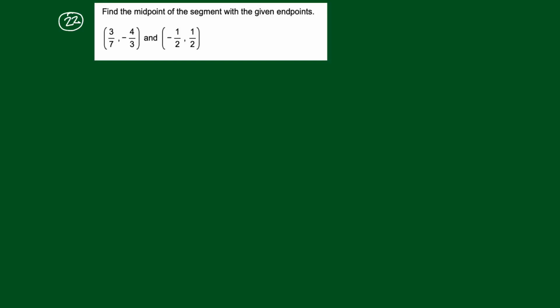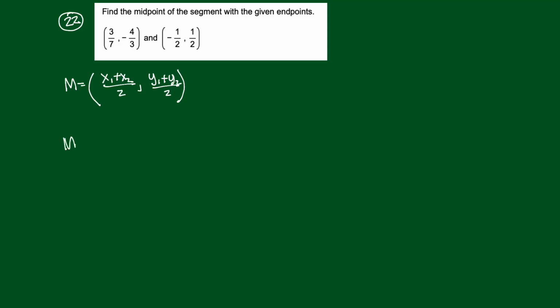We want to find the midpoint here, and we've got some fractions. I'm going to write the midpoint formula. That's a good place to start. To get the midpoint, it's a point, so put it in parentheses. Add the two x's together. Divide by 2 to get the average. Add the two y's together. Divide by 2 to get that average.